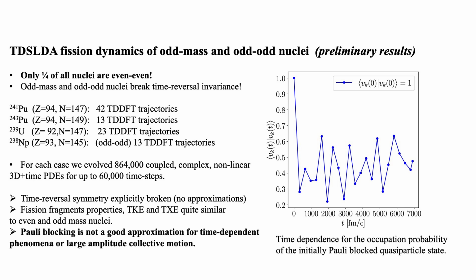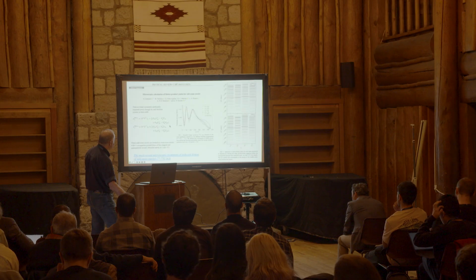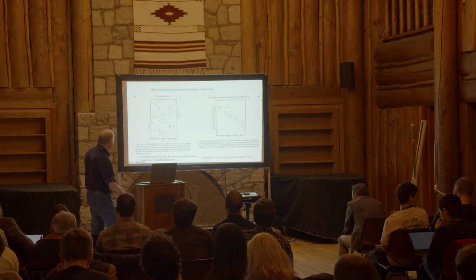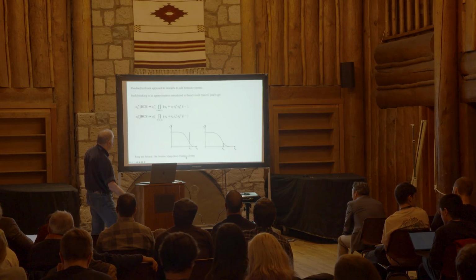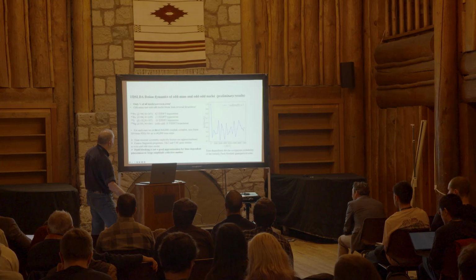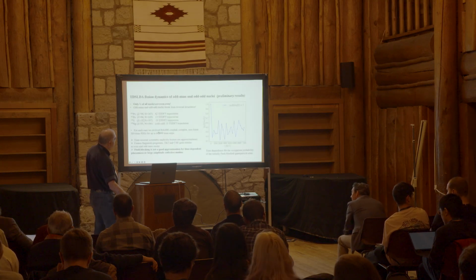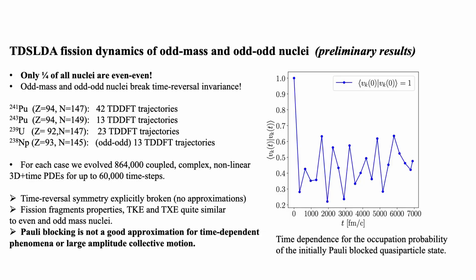Absolutely. Now, to understand what it is, we did so many trajectories. I think altogether 113 trajectories we did, I think I said here at some point. Each one of them required the solution of 864,000 PDEs, coupled, and so on. And we have time reversal symmetry explicitly broken, no approximation.